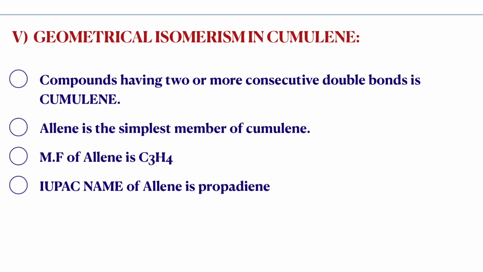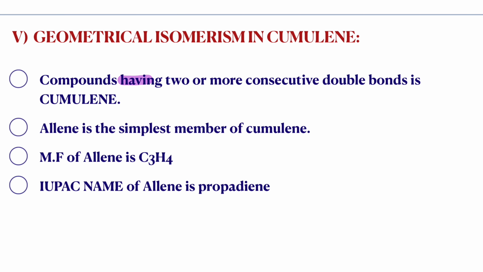What is the simplest example of a cumulene? Its orbital structure, orientation of pi bonds, orientation of sigma bonds. If you know all these details, then you can understand what kind of cumulenes exhibit geometrical isomerism and what type of cumulenes do not exhibit geometrical isomerism.